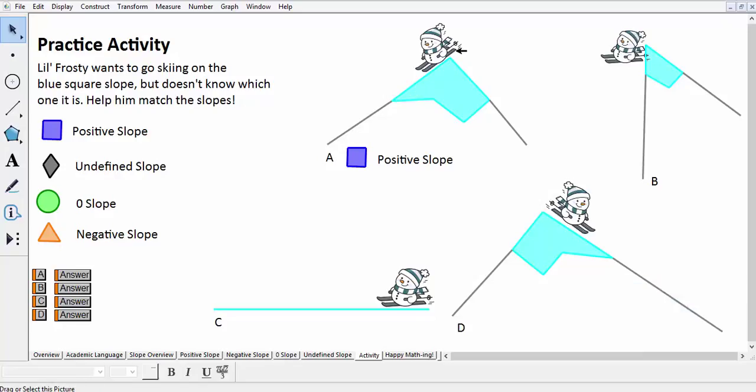Now let's look at the other slopes. Let's look at slope B. Which slope is this?